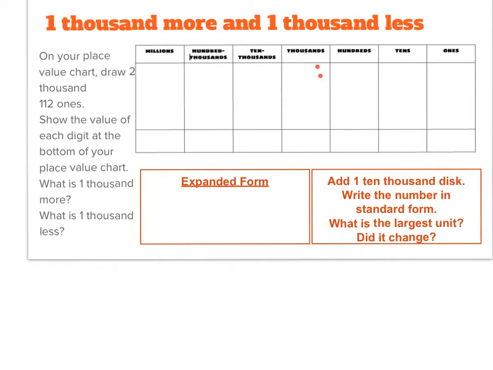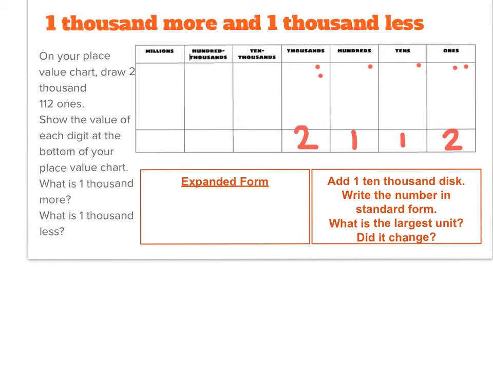I know that if I have 112 ones, I can cash in 100 of those for a $100 bill. I also have enough for 110, and I have enough for 2 ones. 2 ones plus 110 is 112, plus 100 is 112 ones. So we can break that number apart. Now we need to show the value of each digit at the bottom of your place value chart. I have 2 ones, 110, 100, and 2 thousands.